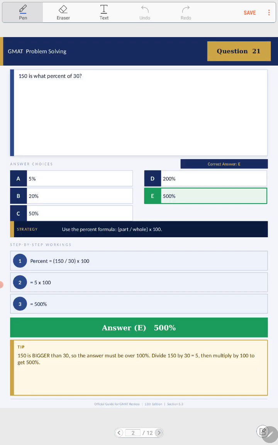Now question 21. 150 is 1% of 30. Just the same way you will have solved 30 is 1% of 150. 150 over 30 times 100 is 500.